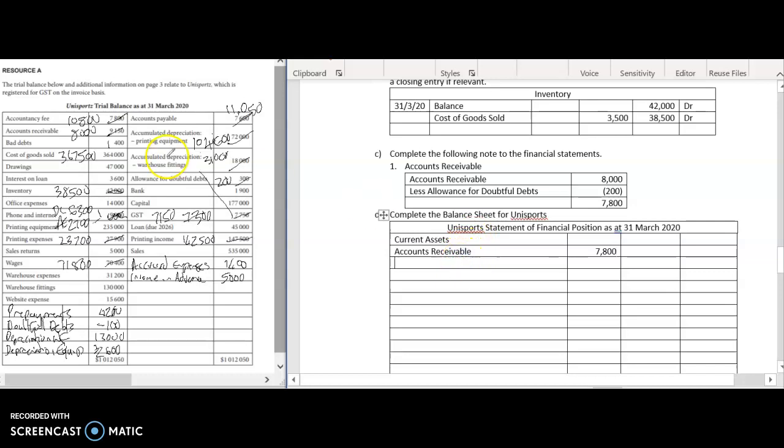Then looking down over here, we're looking for any other assets or current assets. Our next one, inventory, which we've just done up above, and that's 38,500. Normally we'd expect to see bank there, but you see that bank's on the credit side, so it's not a current asset, it's a current liability. The only other one going down is this prepayments. Often you get current assets and current liabilities and those adjustments down the bottom.